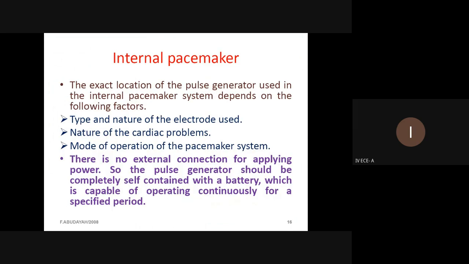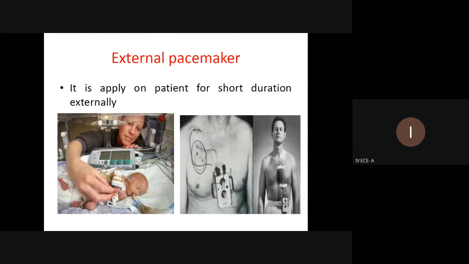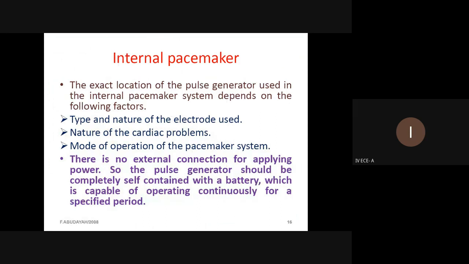So for the internal pacemaker, the exact location of the pulse generator used in the internal pacemaker system depends on the following factors: type and nature of the electrode used, nature of the cardiac problems, and mode of operation of the pacemaker system. There is no external connection for applying power, so the pulse generator should be completely self-contained with a battery, which is capable of operating continuously for a specific period. So this is an internal pacemaker.